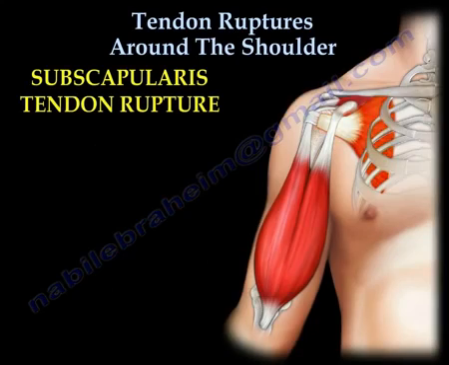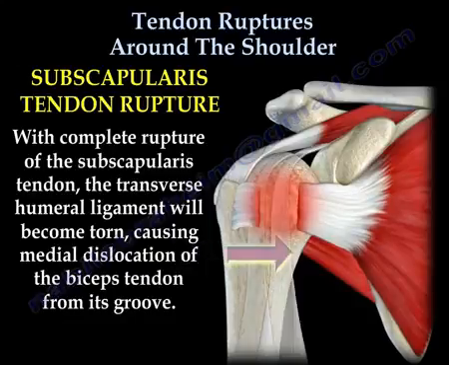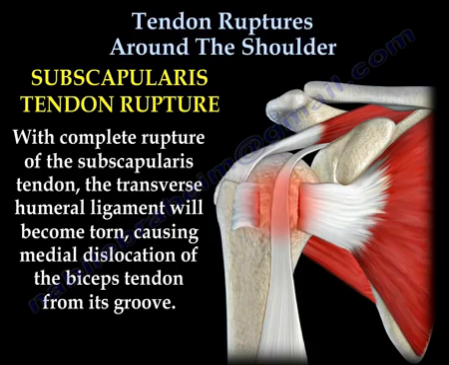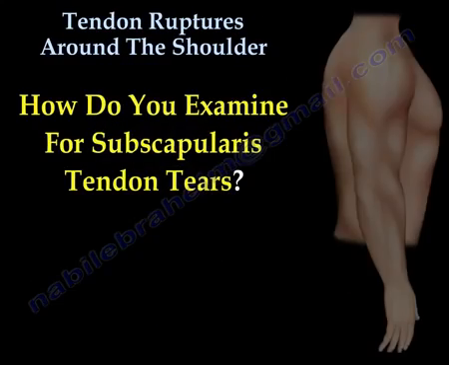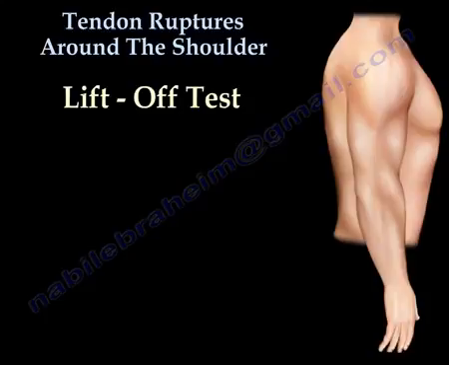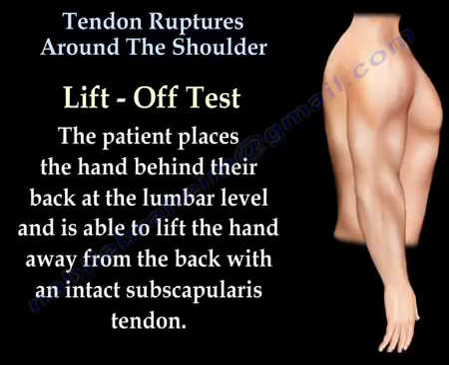Subscapularis tendon rupture. With complete rupture of the subscapularis tendon, the transverse humeral ligament will become torn, causing a medial dislocation of the biceps tendon from its groove. How do you examine for subscapularis tendon tears? The lift-off test is often used to diagnose the subscapularis tendon tears.